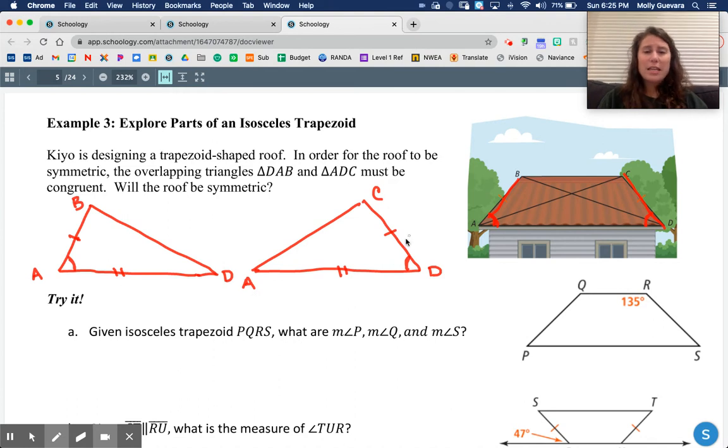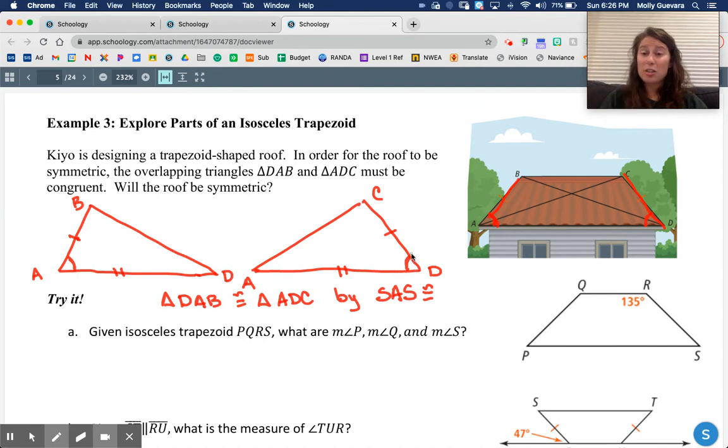So now looking at this, I want to know, are these two triangles the same? And they are, and I can say that triangle DAB is congruent to triangle ADC by side angle side. So we have to think back to side angle side congruency. I have two sides and the angle between the two sides. So the angle is between the two sides.